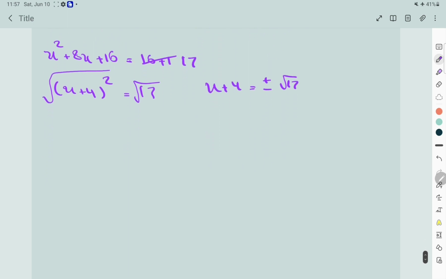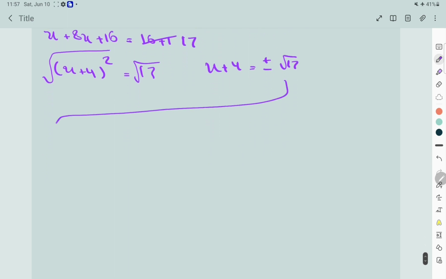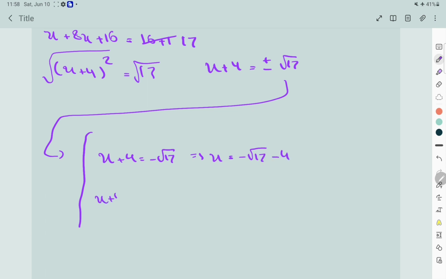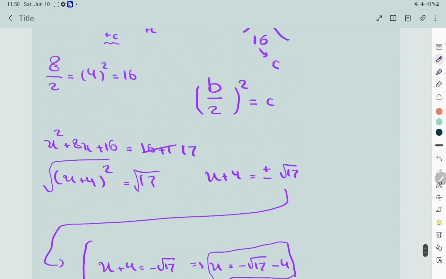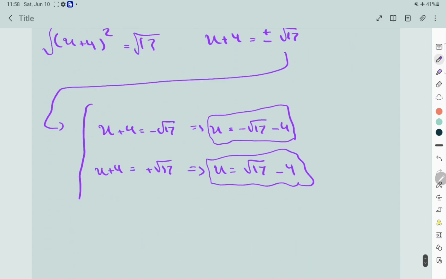So we begin to solve for x. We say that x plus 4 equals negative square root of 17, and x equals negative square root of 17 minus 4. And x plus 4 equals positive square root of 17, and we get x equals positive square root of 17 minus 4. Here are two solutions. We just solved that quadratic equation using the completing the square method.